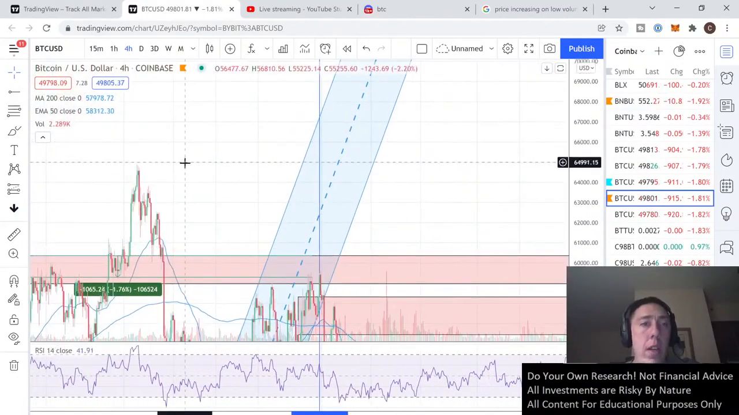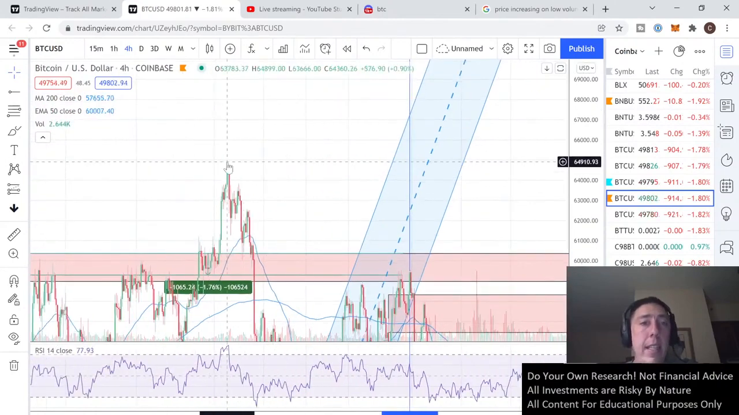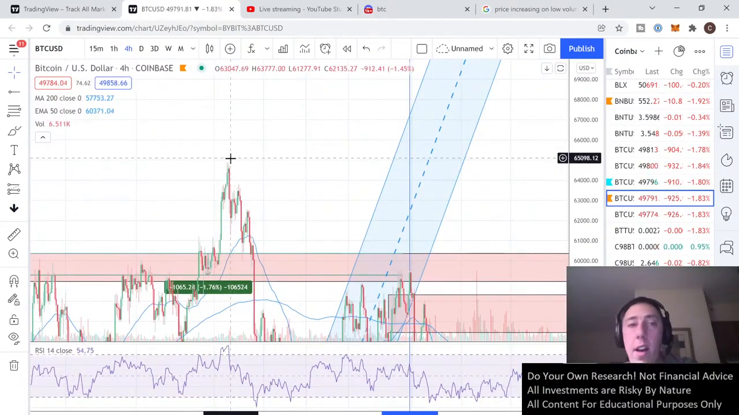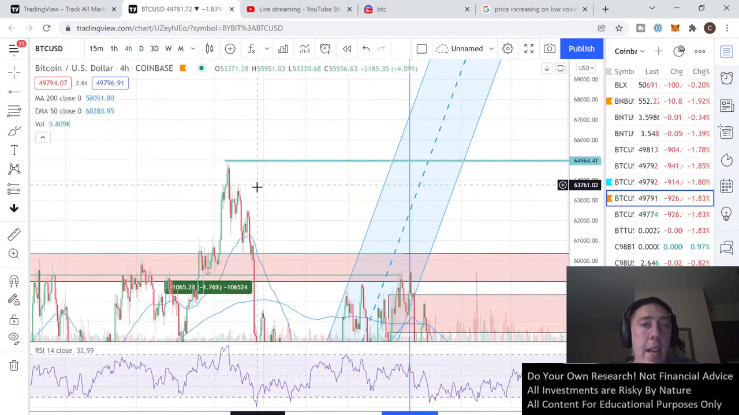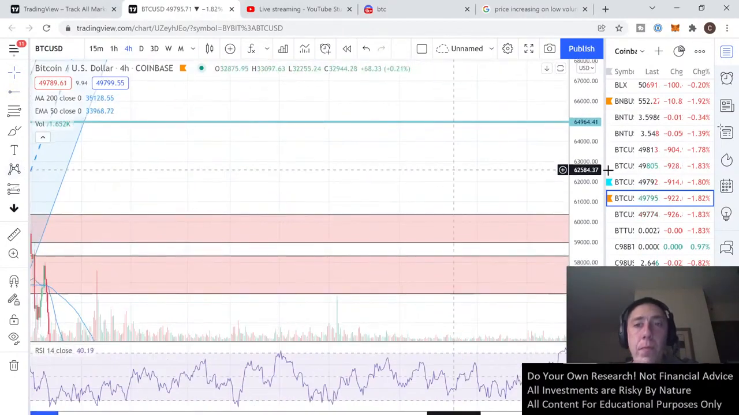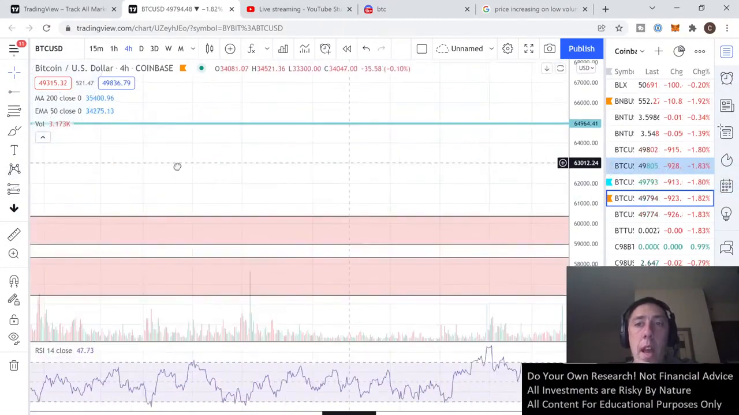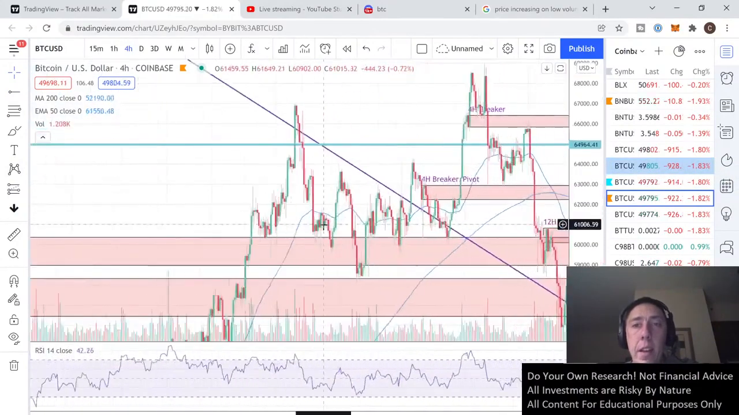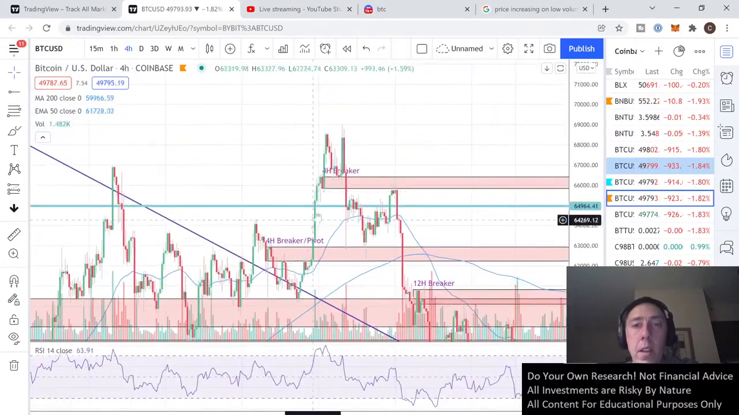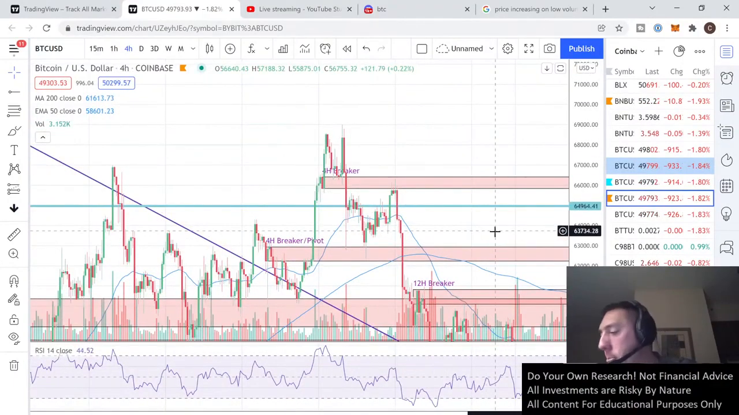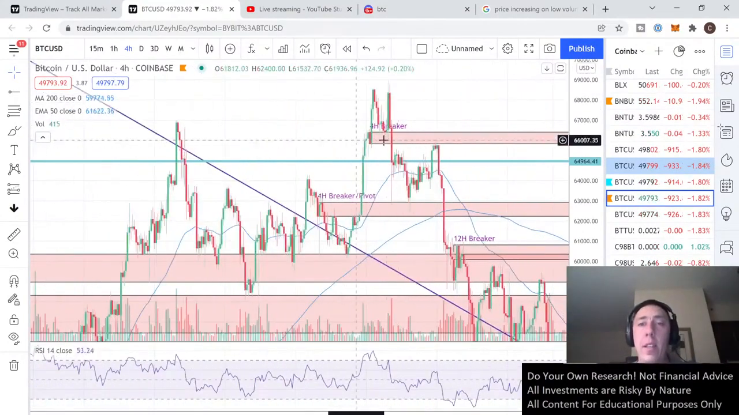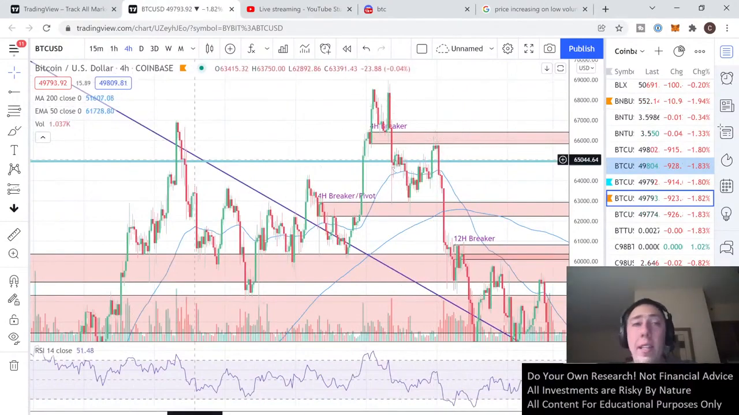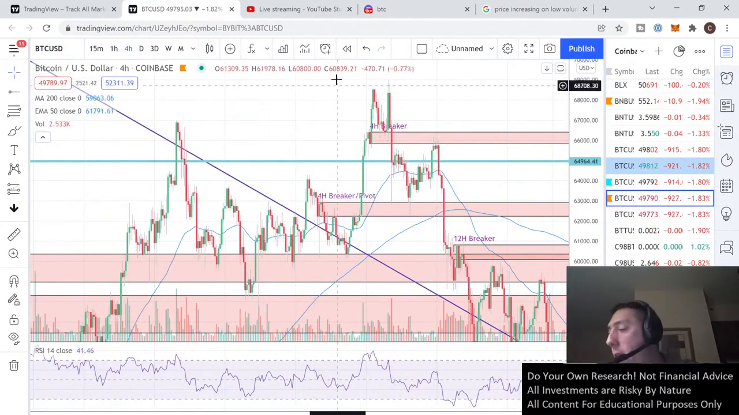To include this. Is this not a liquidity? Is this not a liquidity? And did we not come up here, sweep it, and then drop? Yes. Of course we did, guys. This is a very simple liquidity tap. That's all this is right here.